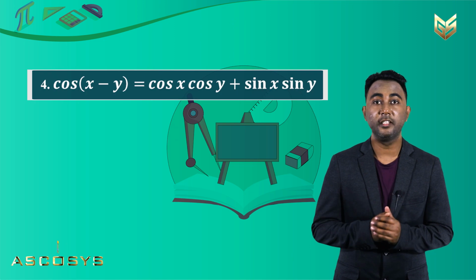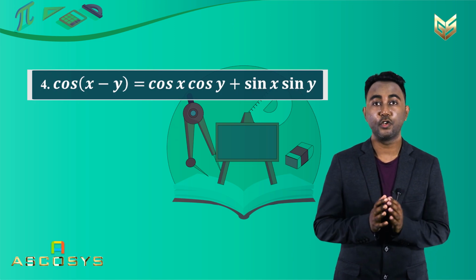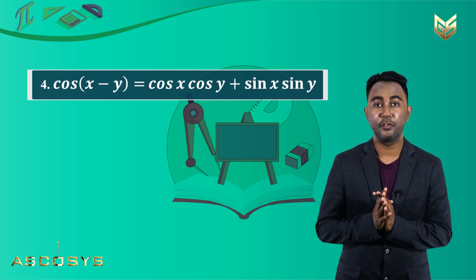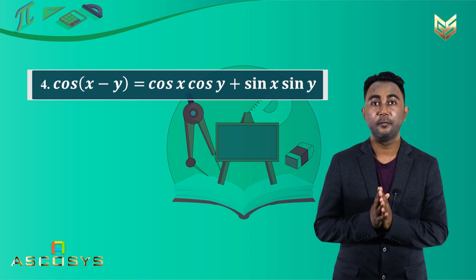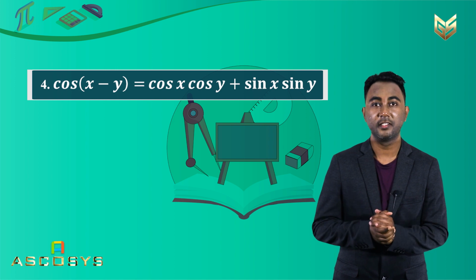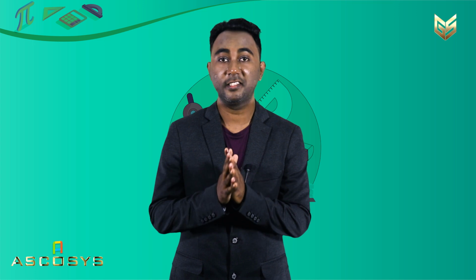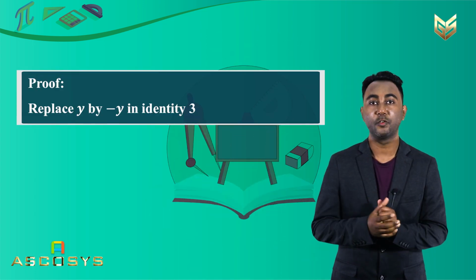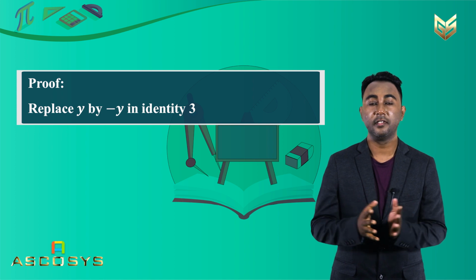The fourth identity that we will learn is cos of (x minus y) is equal to cos x cos y plus sin x into sin y. Let's prove this. To prove this, we will use identity 3 that we just learned, where cos of (x plus y) is equal to cos x cos y minus sin x sin y. In that identity, we will replace y by minus y. And let's see what happens.